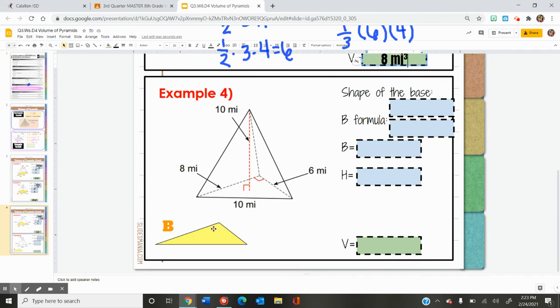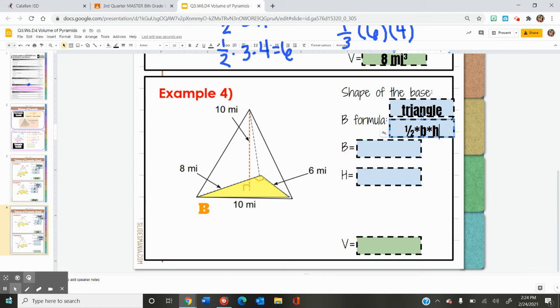So again, here we have another triangular pyramid, and here is my base shape. That is my B. So the shape of the base is going to be a triangle, and the formula for big B, which stands for area of your base shape, the area of a triangle, again, is 1/2, so 1 over 2, times base times height.